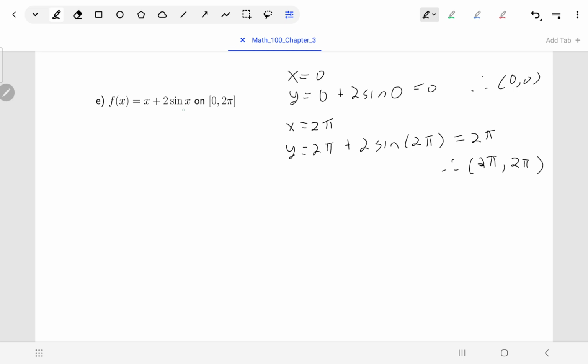This is the example of a function where finding x-intercepts would be difficult because if you were looking to solve, you'd have to solve for where 2 sine x equals negative x. And apart from the obvious solution of x equals 0, it's not obvious what other solutions there might be for this equation. In fact, solving this equation and trying to find out where x-intercepts are, we would need to use something that we're going to see a little bit later, Newton's method.